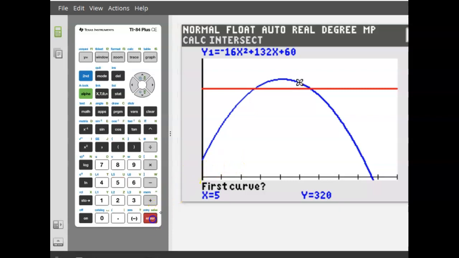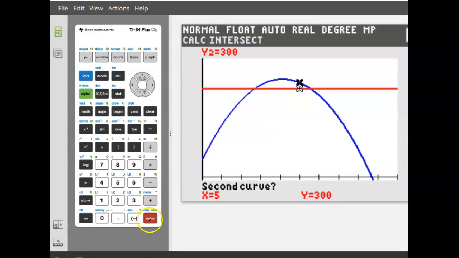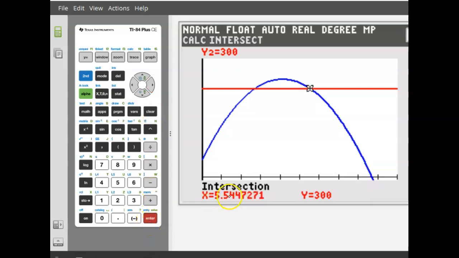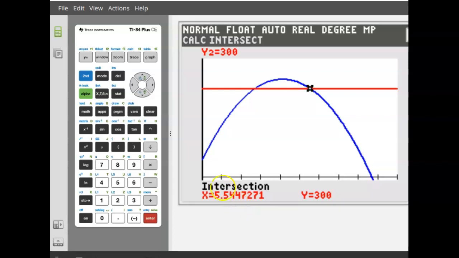So I can hit enter for the parabola, and the second, it says curve, but it's really a line. I hit enter for that one. And then you have to kind of do a guess because it's going to find the closest one. So make sure you hit enter until it says intersection. I got 5.54. Did anybody else get that one? Okay.